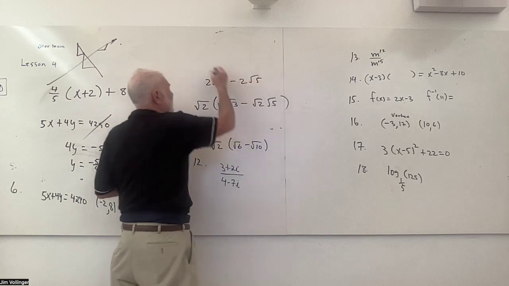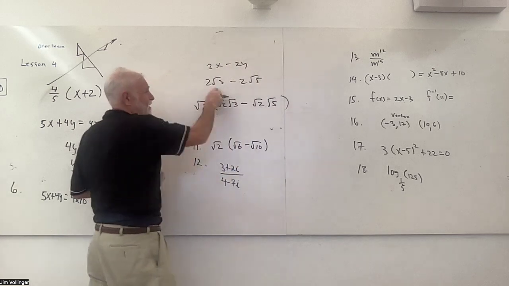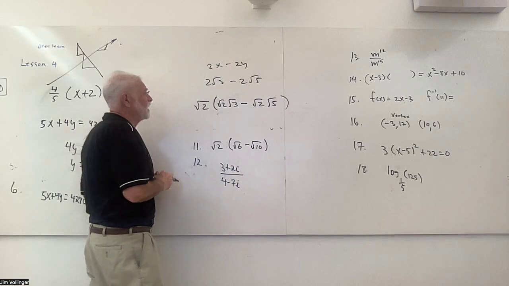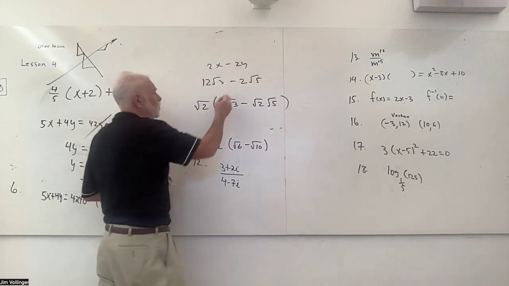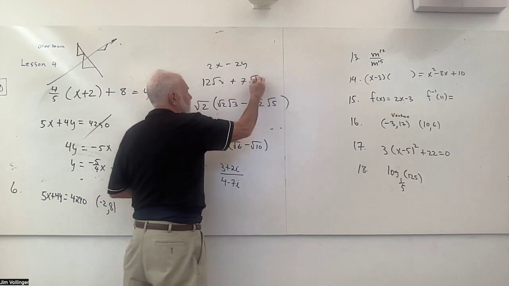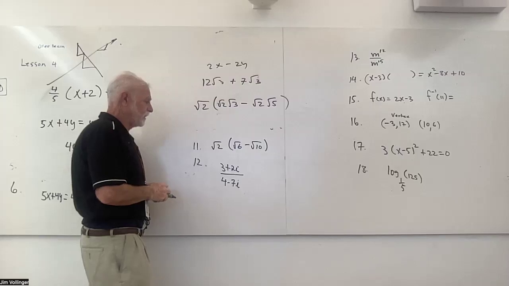And that's kind of like saying 2x minus 2y. You can't put them together. These are not the same square roots, so you can't add them. If all of a sudden I had 12 root 3 plus 7 root 3, well, that's a different matter. That's 19 root 3, just for a little clarification.